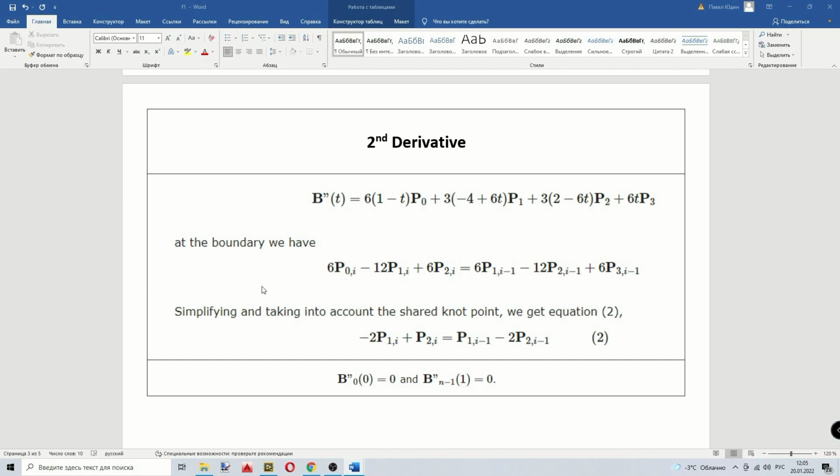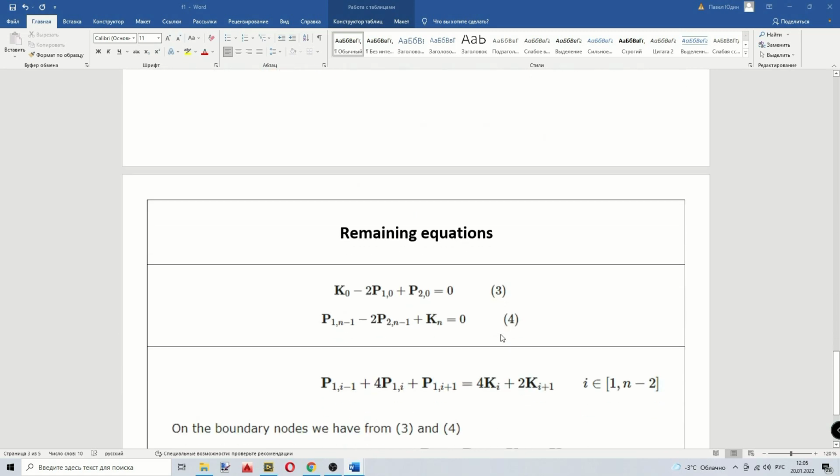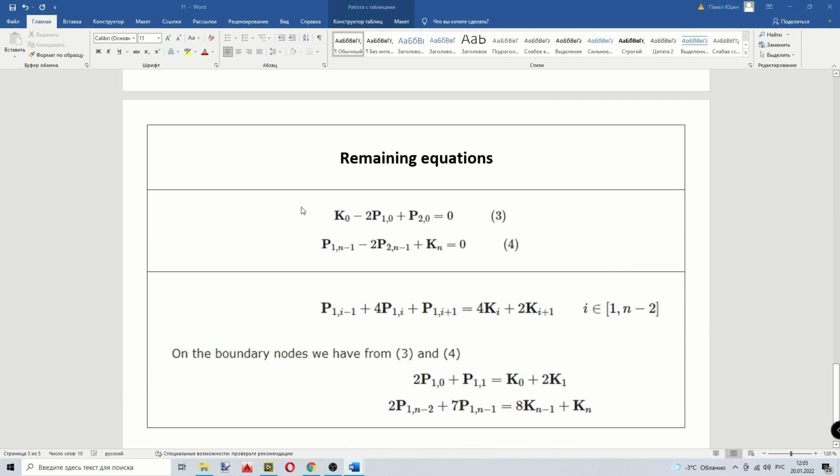Mathematically, this means that we have 2(n-1) equations for 2n unknowns. To close the system, we prescribe 2 more natural boundary conditions. In other words, the spline becomes linear at the endpoints. These are the 2 remaining equations, 3 and 4.